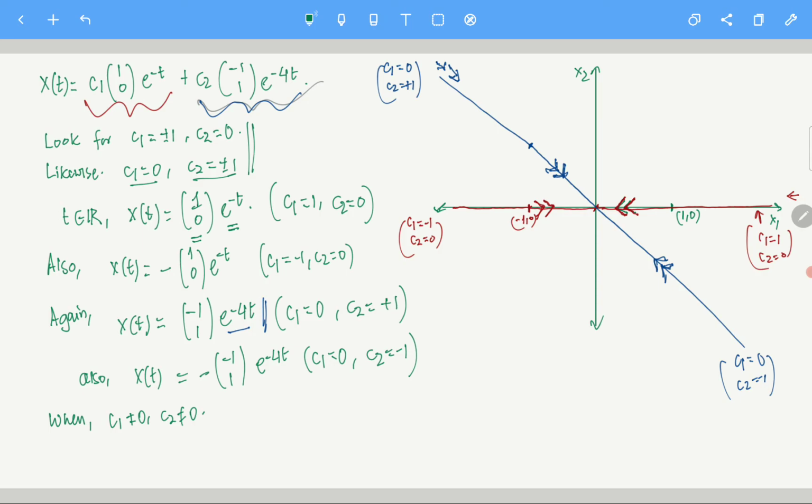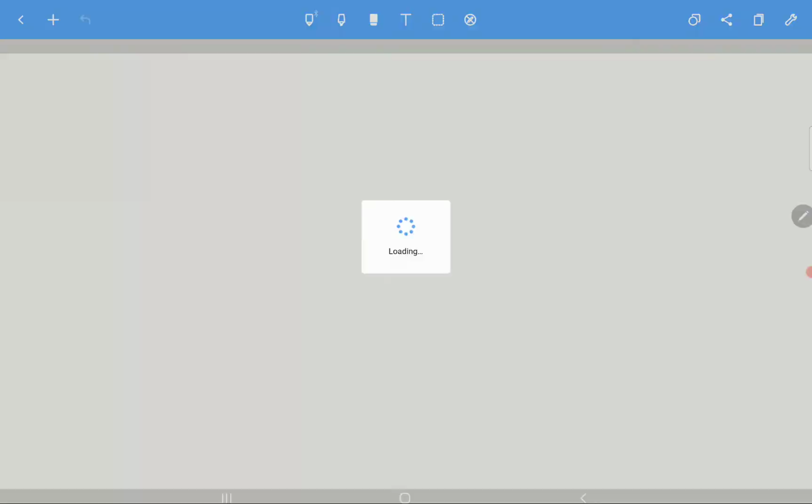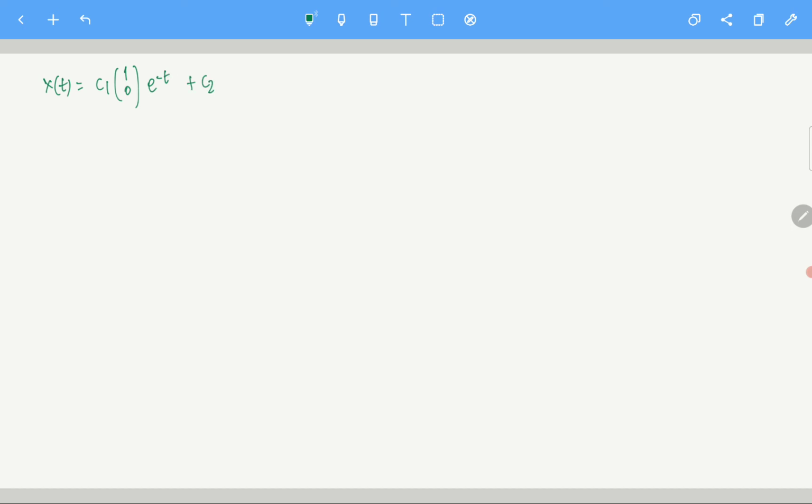In that case, let's see what happens as t goes to infinity and at t equals minus infinity. We'll look at that. So x of t, maybe I can do it on the next page, it will be better. So x of t is C1 times (1, 0) e power minus t plus C2 times (minus 1, 1) e power minus 4t. As t tends to infinity, let's check what happens.